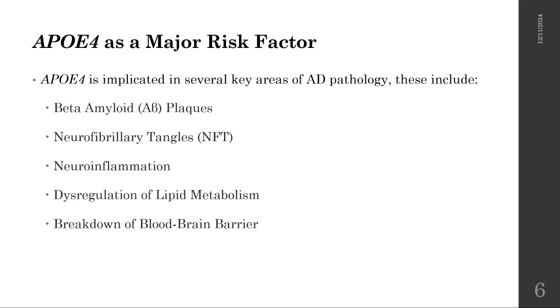APOE4 is implicated in several important areas of Alzheimer's pathology, which include the development of beta amyloid plaques and neurofibrillary tangles. We see its promotion of inflammation in the brain, dysregulation of lipid metabolism, and a breakdown of the blood-brain barrier, each of which will be discussed in the subsequent slides.